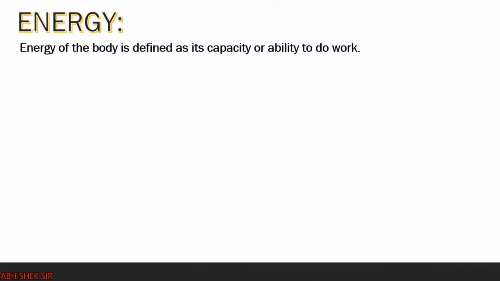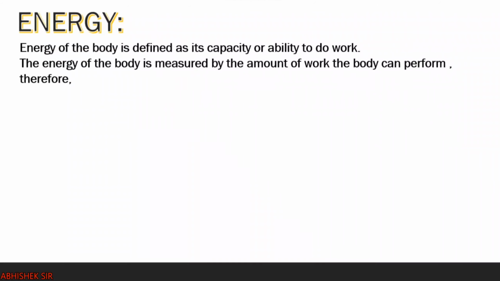Now let us talk about energy. We have seen the concept of work. Now let us start with energy. What is energy? Energy of the body is defined as its capacity or ability to do work. You can also write capability. Now the energy of the body is measured by the amount of work the body can perform.